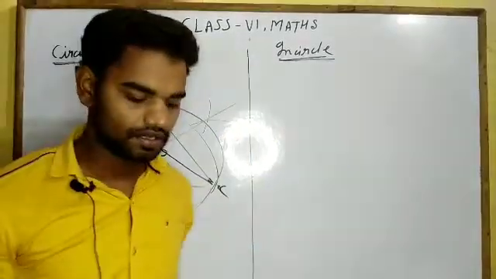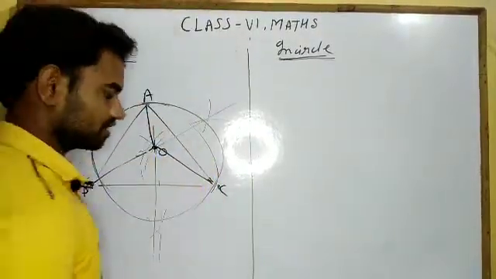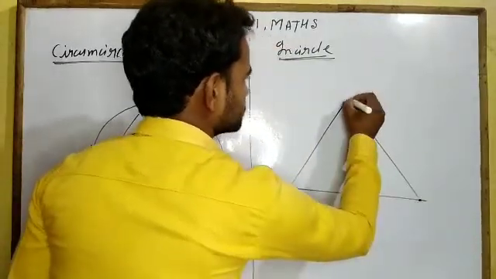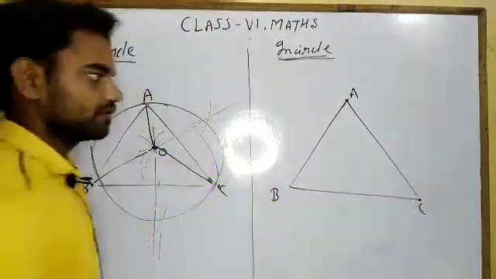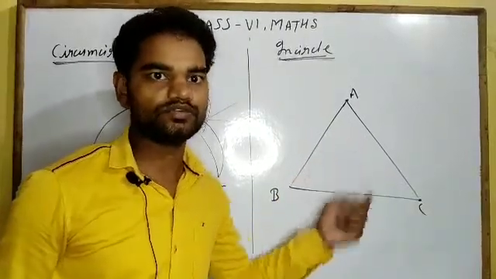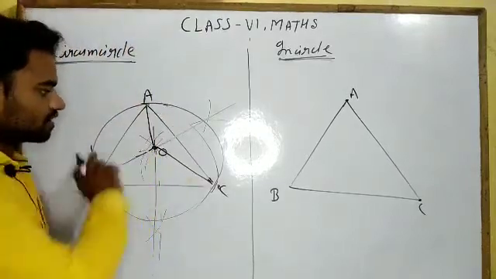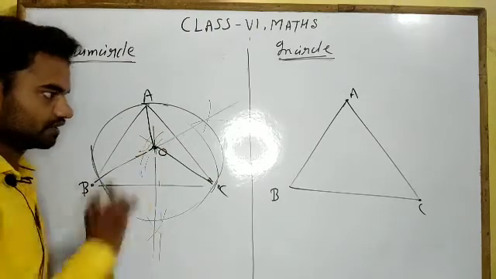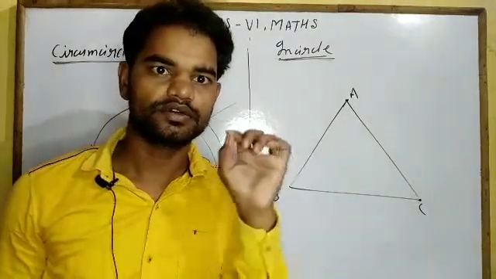Second one is the incircle. How do we construct the incircle? Similarly, to construct the incircle, first of all draw the triangle of the given measurements. Suppose this ABC is the triangle given in the question. Now we have to construct the incircle, meaning inside this triangle. To construct the circumcircle, we found the origin and radius. Similarly, here also we have to find the origin and radius.